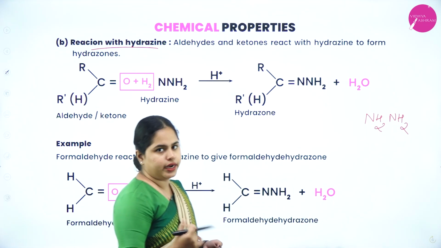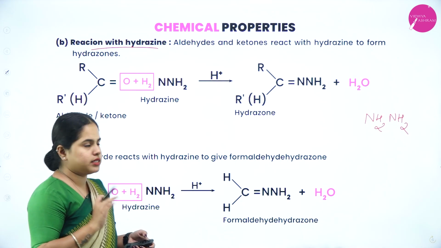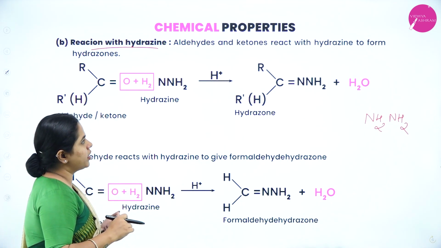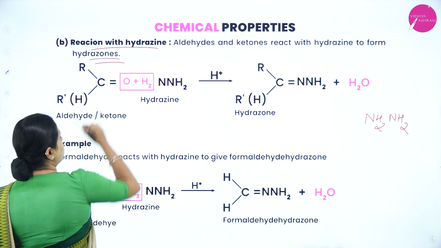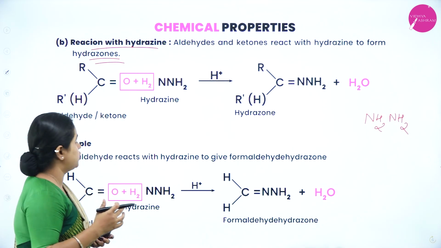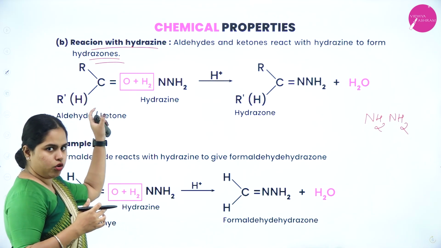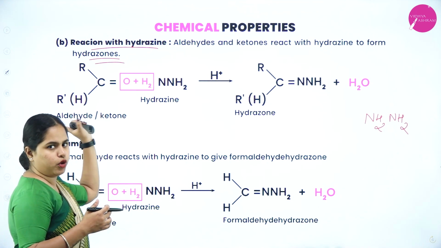This is called hydrazine. Now we are going to replace hydrazine here. So aldehydes and ketones react with hydrazine to form hydrazone. So it is called hydrazone, the product which is formed. So again, we are taking an aldehyde or ketone, based on whether it is an alkyl group or hydrogen.